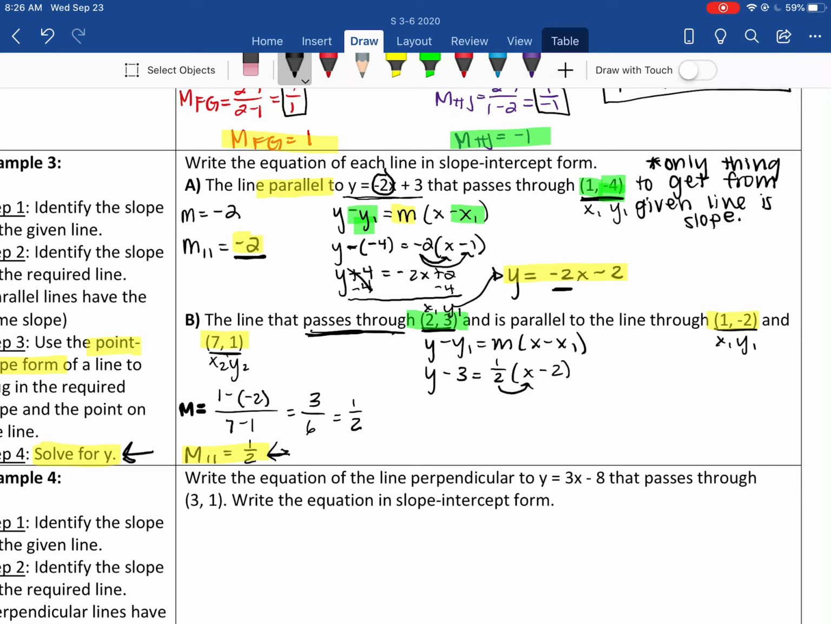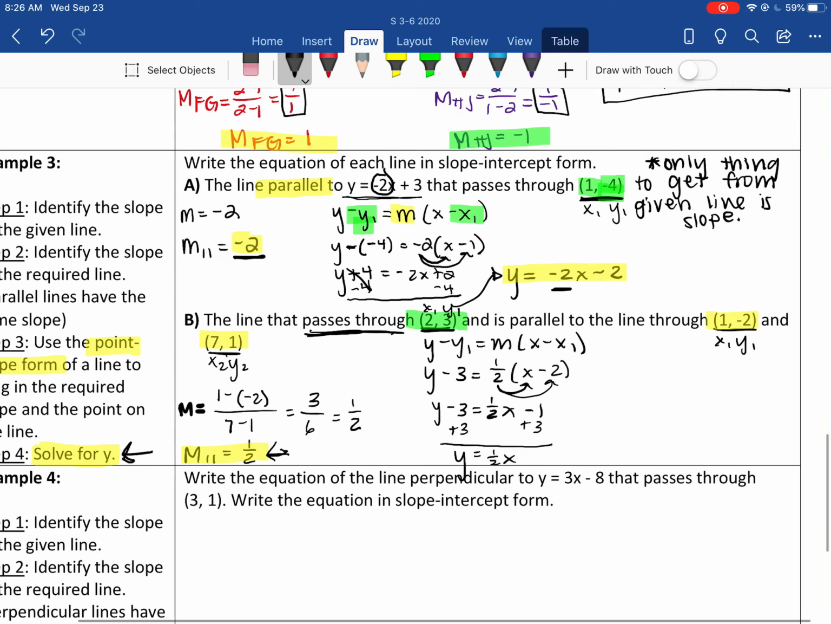But again, we want it in slope-intercept form. So I need to solve for y. So I'm going to distribute the 1/2 into my equation. So I get y minus 3 equals 1/2 x. 1/2 times -2 gives you -1. Add your 3 over. So your final equation is y equals 1/2 x plus 2. And I'm going to rewrite it. Again, check and make sure the slope that you have is the slope that you want. And you do. So there's your final answer.